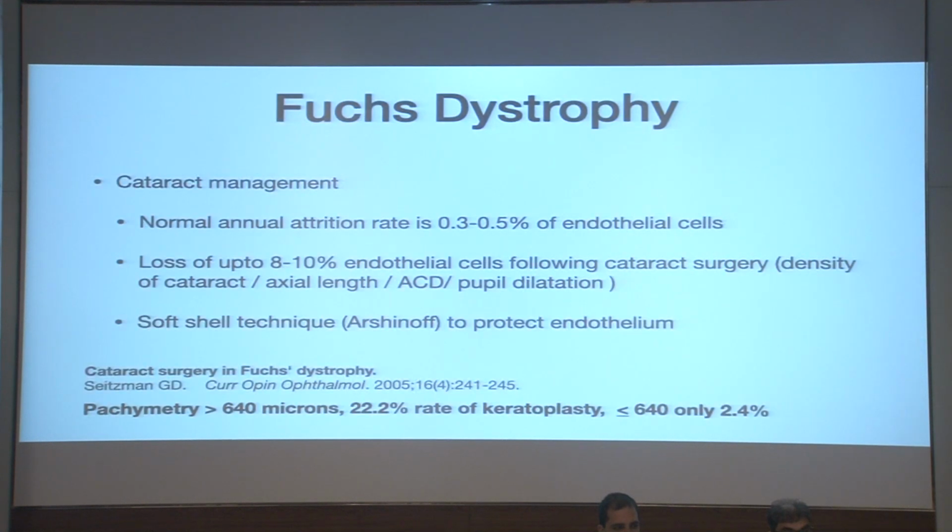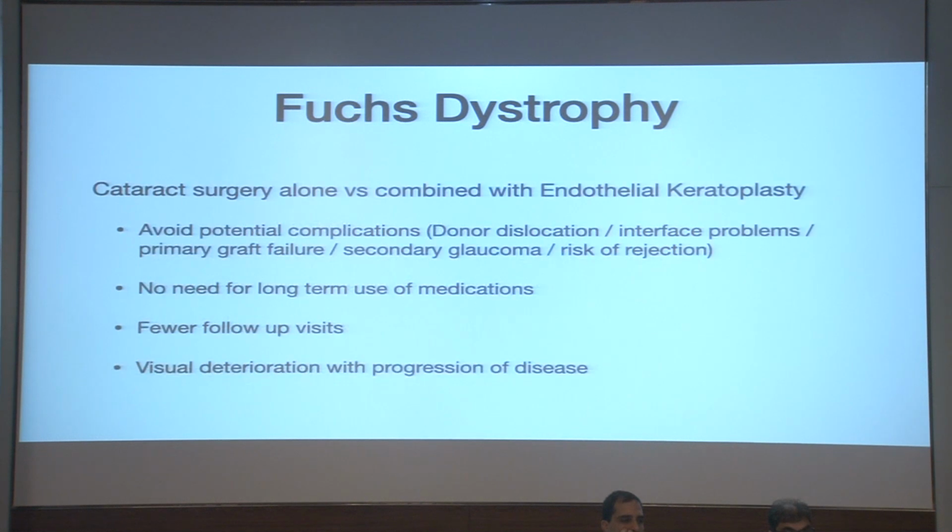A normal attrition of the endothelial cells varies between 0.3 to 0.5%. You do get an 8 to 10% endothelial cell loss when you do cataract surgery. And usually in cases with compromised endothelium, you tend to do the soft shell technique. In a study published back in 2005, where they used pachymetry as a cutoff of 640 or more, they found that eyes with a thickness of more than 640 more frequently required keratoplasty compared to eyes where the corneal thickness was less than 640.